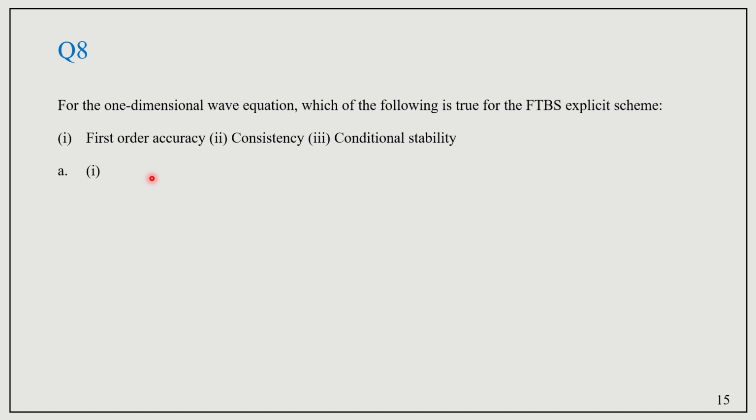So we look at the options. Option A, it is 1. Option B, 1 and 2. Option C, 1 and 3. Option D, 1, 2 and 3. For one dimensional wave equation, which of the following is true for FTBS explicit scheme? So 1, 2 and 3 is the right answer: first order accuracy, consistency, conditional stability. Option D is the right answer.